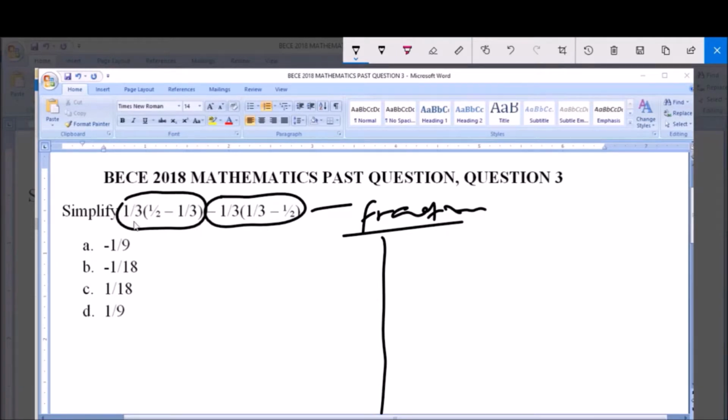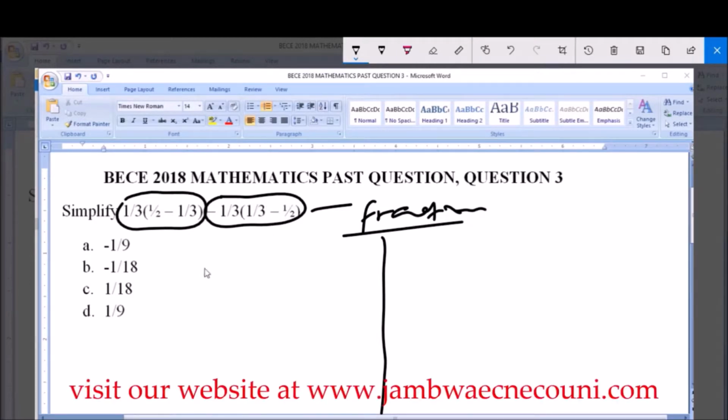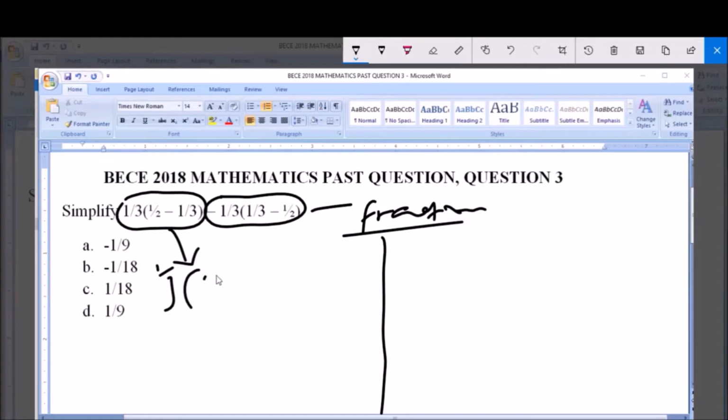We have 1 all over 3 into brackets 1 over 2 minus 1 all over 3, close brackets, minus 1 over 3 into brackets 1 over 3 minus 1 over 2, close brackets. Now let's pick this first part. The first part here is 1 all over 3 into brackets 1 over 2 minus 1 all over 3, close brackets. That's the first part. Now let's deal with the brackets first of all. So in the brackets we have 1 all over 3.